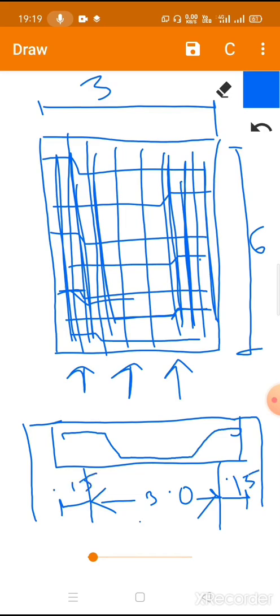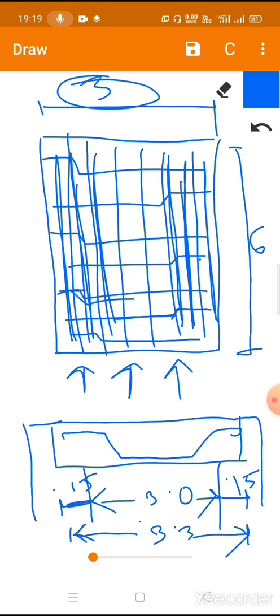So what will be the total span? This is 3.3. Clear span is 3, total span or effective span is 3.3, because it is inserted by an amount of 15 centimeter. This has a bearing of 15 centimeter on both the sides. Just like the other case also, the clear span is 6, but the effective or total span will be 6.3, because there will be 15 centimeter bearing on both the sides, isn't it?